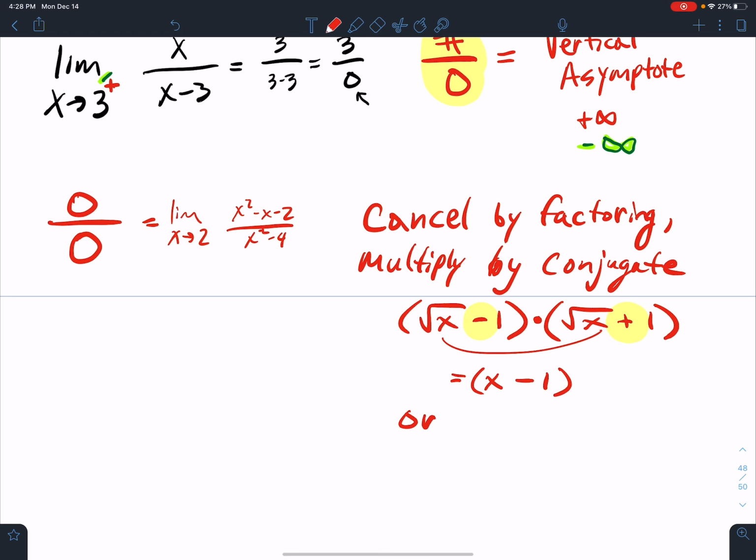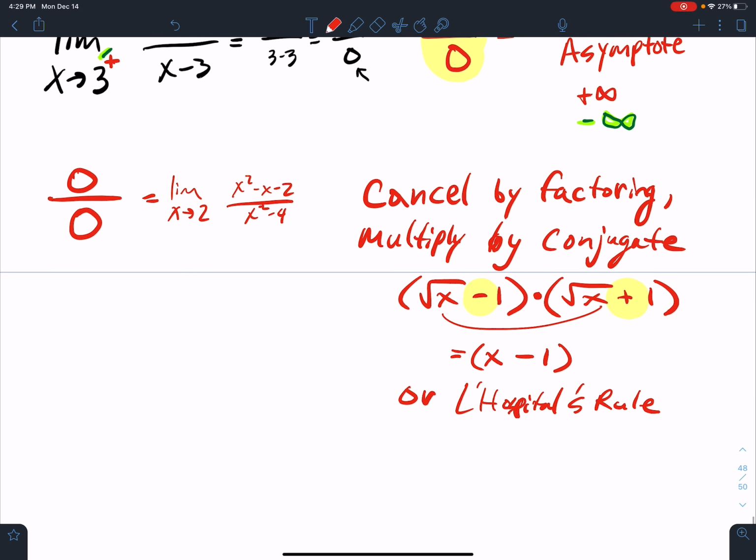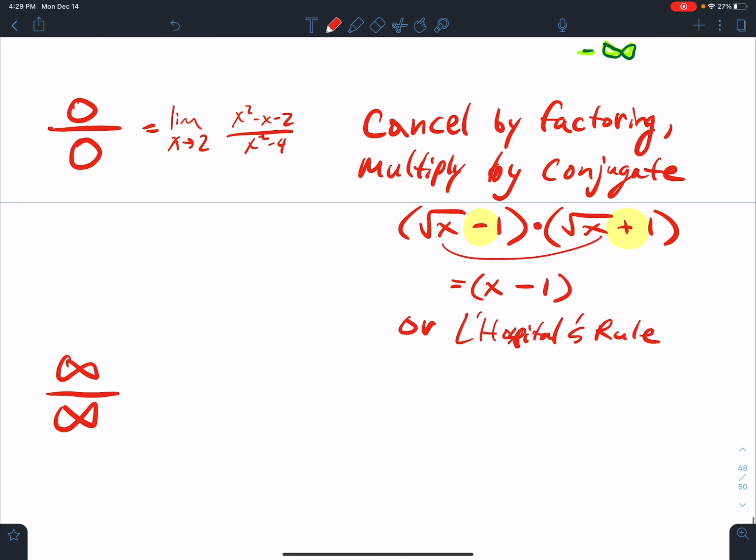Or what my go-to is, use L'Hopital's rule. That's what I use, L'Hopital's rule. So if that says 0 over 0, use L'Hopital's. Now, if you have an infinity over infinity, what I do is I'll multiply by the reciprocal of the dominant term.